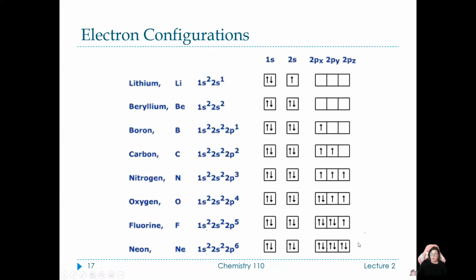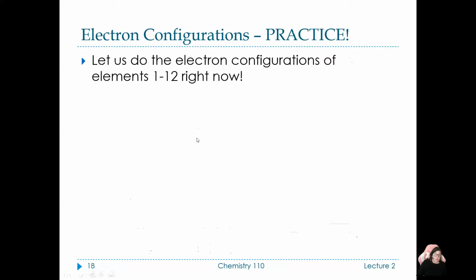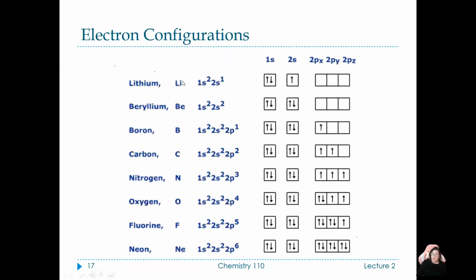We continue to fill them in the ordered energies as we've seen. And for every new electron, we just draw one more. So I want you to practice. All right. Let's do the electron configurations of elements 1 through 12 now. Well, you just saw the ones for 3 through 10. So I'm going to show you 1, 2, 11, and 12.